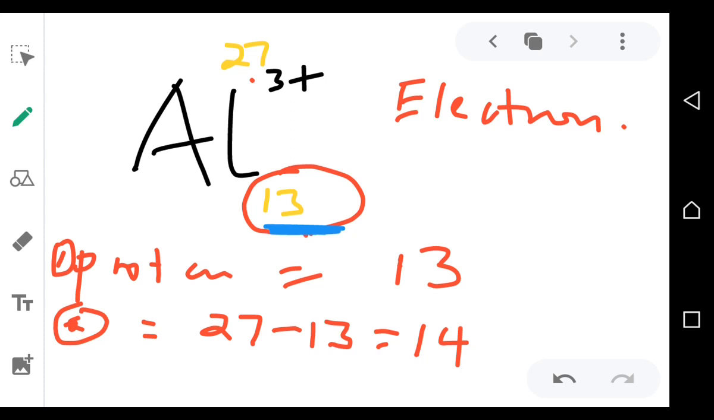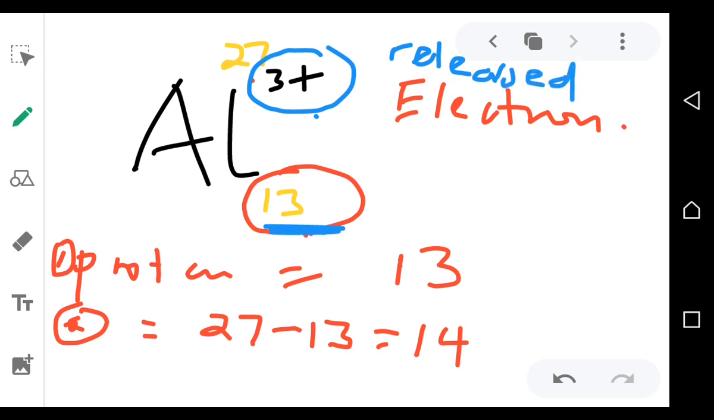But you look at the charge here. Since the charge is showing positive, and positive means releasing, it means it has released 3. So from the 13, 3 have been removed. So the number of electrons is 13 minus 3, which is equal to 10. Okay? That's how you do it. Once you see positive, you subtract 3 from the number down to get the electrons.